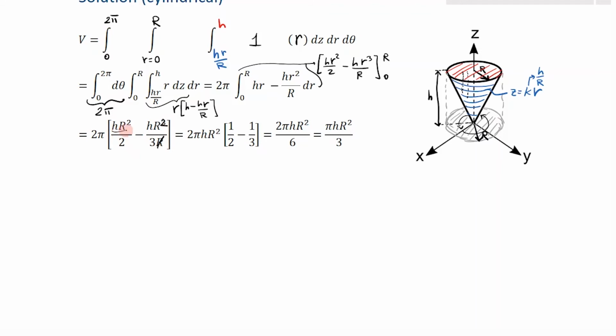If we factor out hR squared, we're left with 1/2 minus 1/3, and this is equal to 2 pi hR squared, and then this is equal to 3 minus 2 over 6, so 1 over 6. That's how I got this 6 here. Then I cancel this partially, and I get this, and remember, this is the same thing as we had before, pi hR squared over 3. So this is correct.